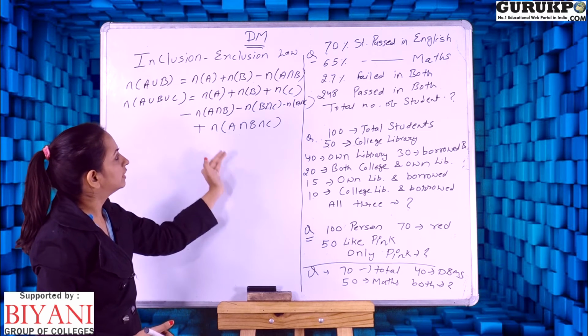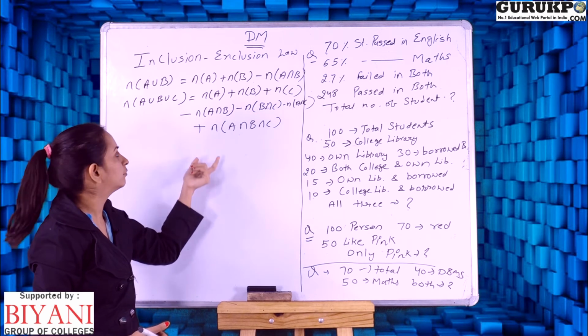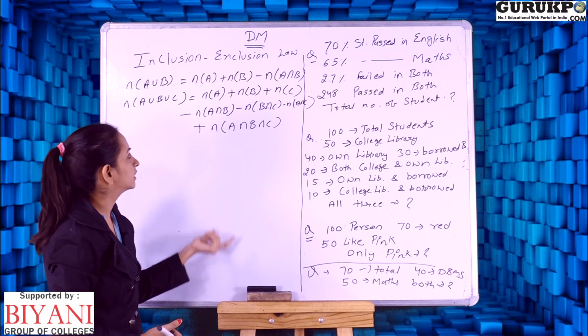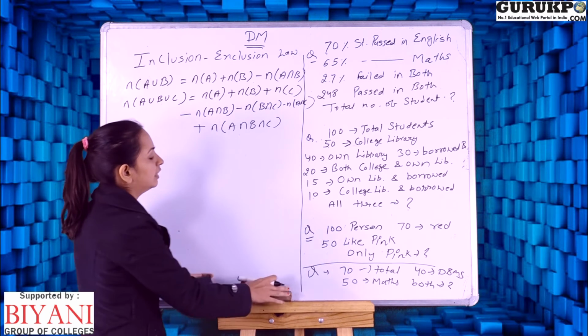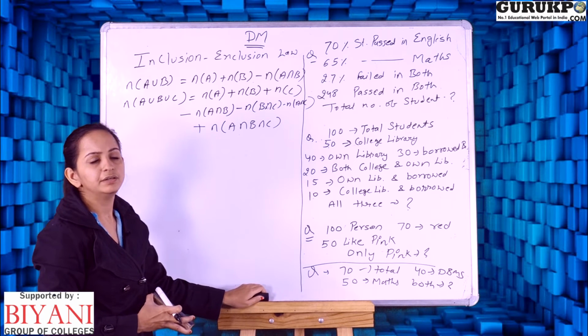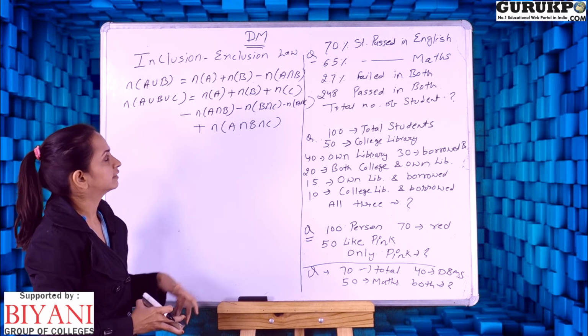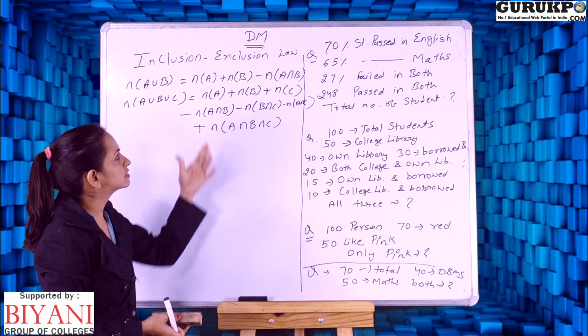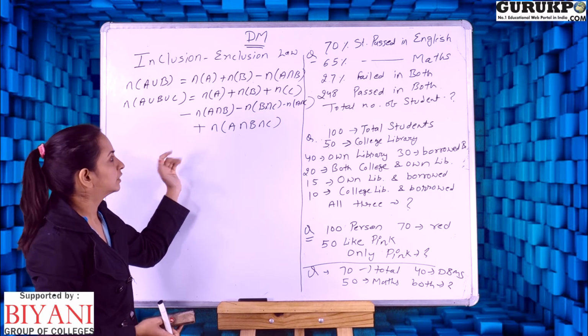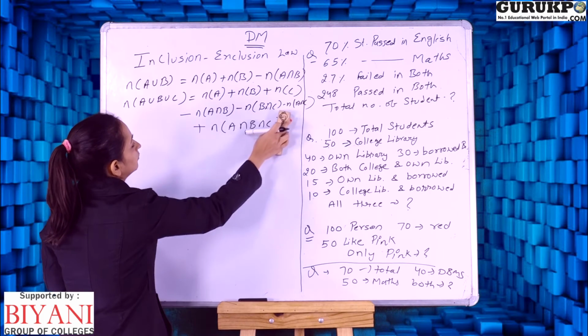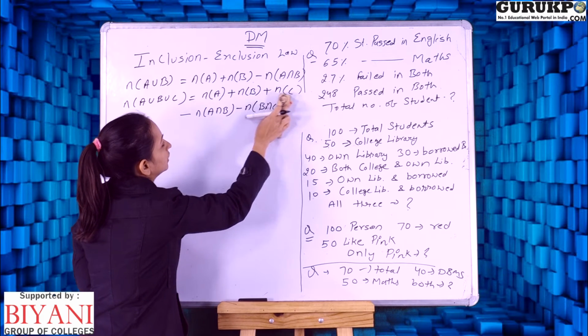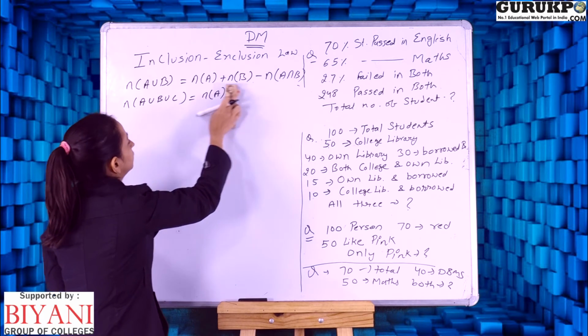So in this way we can expand the law for any number of sets, for 4 sets, for 5 sets. You can get the number of elements in A union B union C union D, and in this way you can expand this. Okay, and how to use this law, how to use this principle? For this we have some examples, and I am going to solve these examples one by one to get familiar with this law.